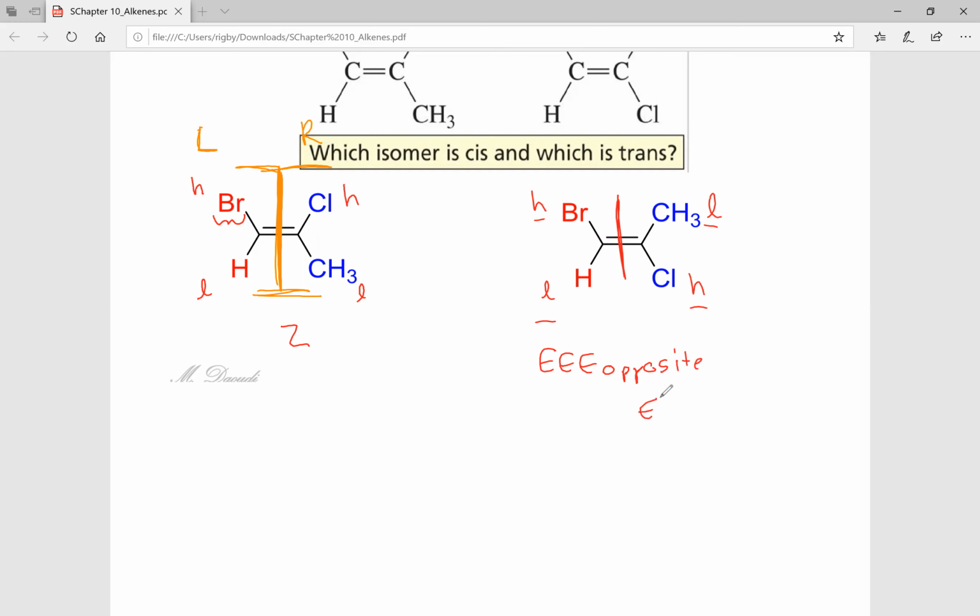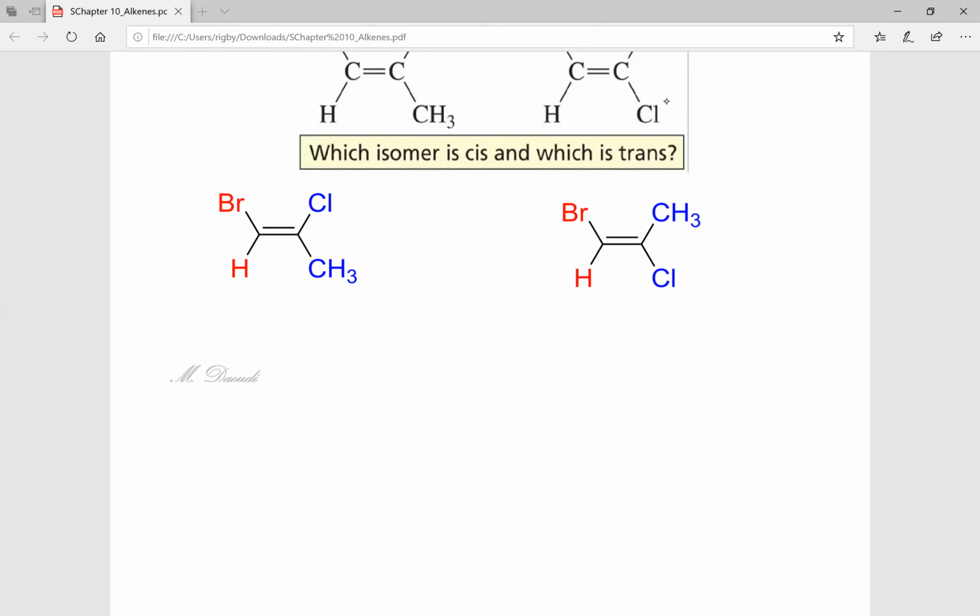There's not really a good mnemonic for E. Just know that it's the opposite of Z. So you have Z and E. Z is for when we're on the Z-zame side. E is when we're on the opposite sides. Okay? So I think there's an example over here.